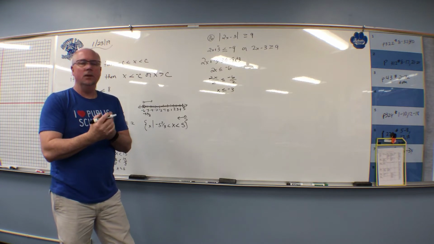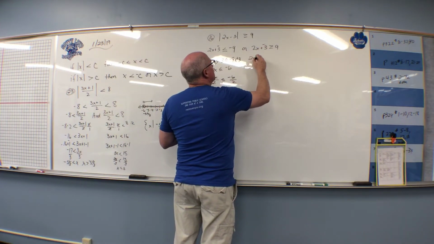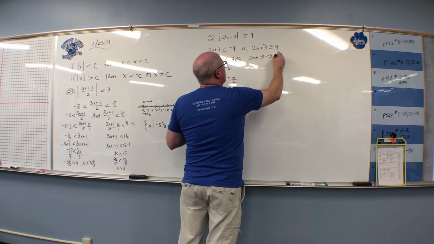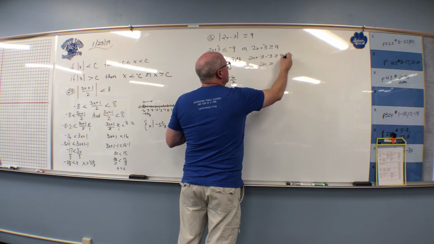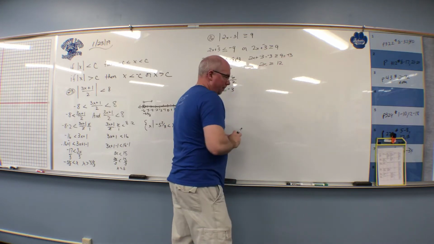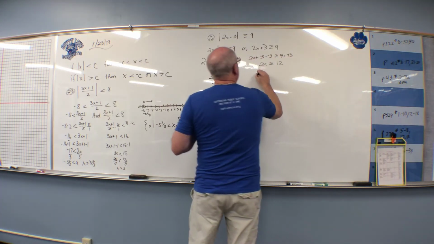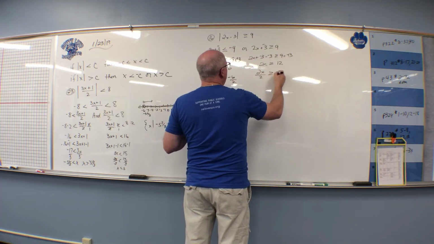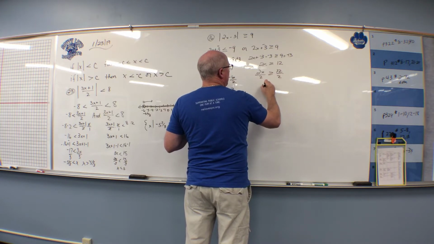We're good? All right. And I do this plus a negative also, so I have 2x plus a negative 3 minus negative 3 is greater than or equal to 9 minus negative 3. So I have 2x is greater than or equal to, I believe, 12. Is that right? Okay. And then I divide by 2. Remember, if you divide by a negative, which I'm not, you switch the sign.